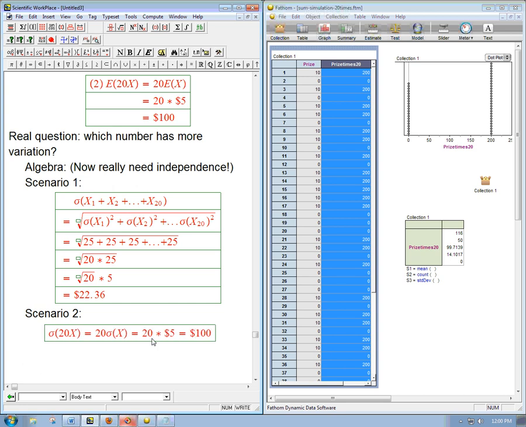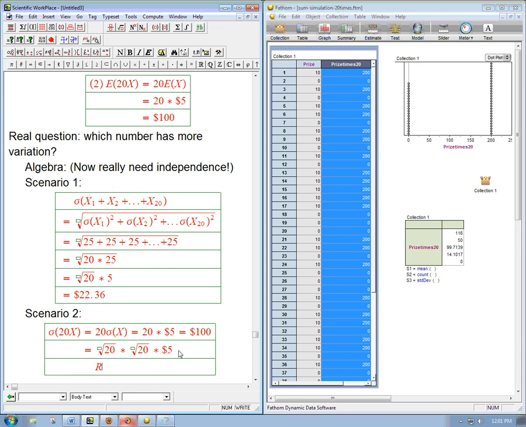So this is one of the punchlines: scenario 2 has a lot more variation. And how much more? Let me say this in one other way. 20 is the square root of 20 times the square root of 20. And it was that square root of 20 times $5, which was the standard deviation for scenario 1. So this is the square root of 20 times the standard deviation from scenario 1. That's a pretty hefty margin. It's really not even close. This is a lot more variable.